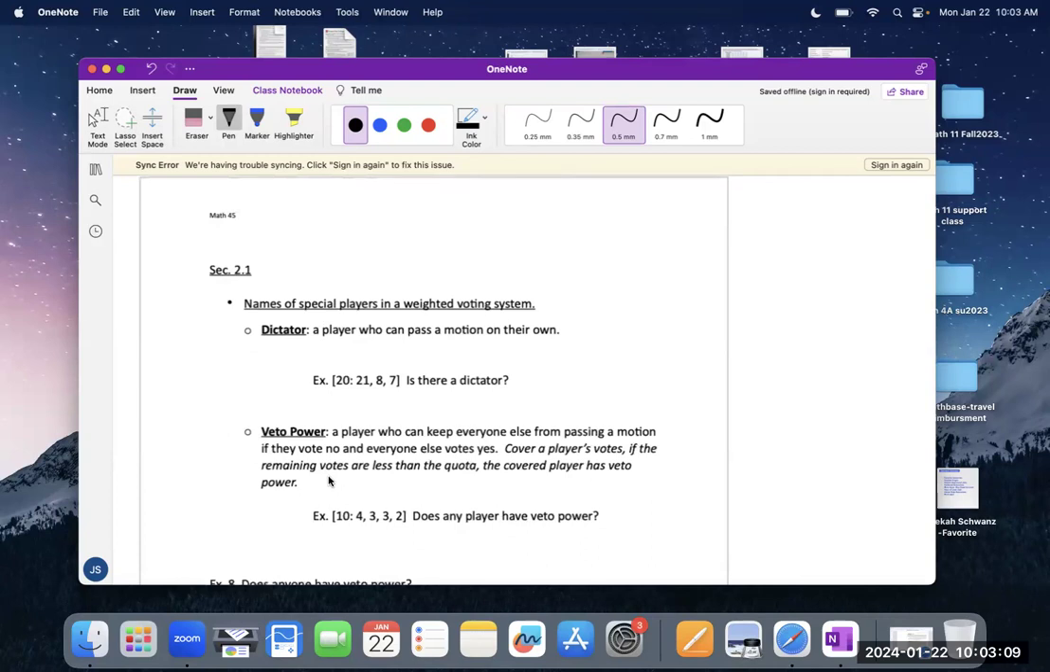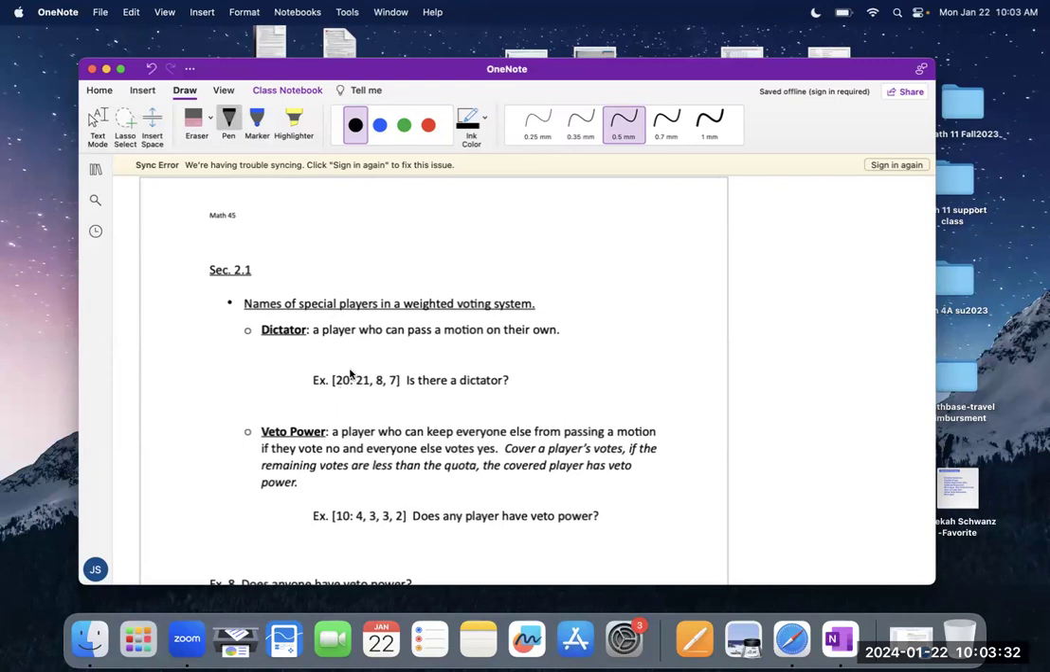We just have a few more definitions in this section, and then we'll be done. But names of special players in a weighted voting system. A dictator is a player who can pass a motion on their own. So let's consider this weighted voting system.